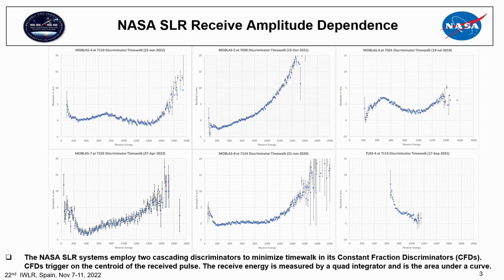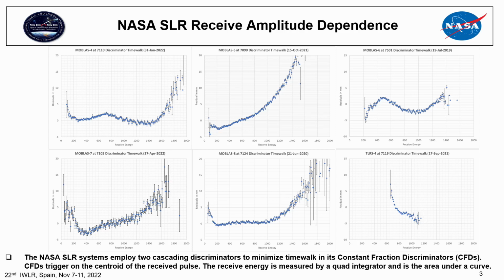Okay, this is the plot. Once a month, our systems are supposed to take a discriminator test where they range to a ground target and try to take data over the whole dynamic range of receive energies. The receive energies are measured by a quad integrator, and it's the area under a curve. In our systems, we employ two cascading discriminators to minimize time walk in our constant fraction discriminators. The CFDs trigger on the centroid of the receive pulse.